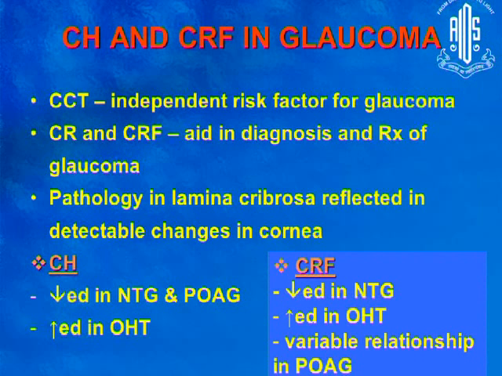Let us go to glaucoma. The central corneal thickness is an independent risk factor for glaucoma. Corneal resistance factor and corneal hysteresis aid in the diagnosis and treatment of glaucoma. The pathology in the lamina cribrosa is reflected in detectable changes in the cornea. Corneal hysteresis is reduced in normal tension glaucoma and primary open-angle glaucoma. It's increased in ocular hypertension.